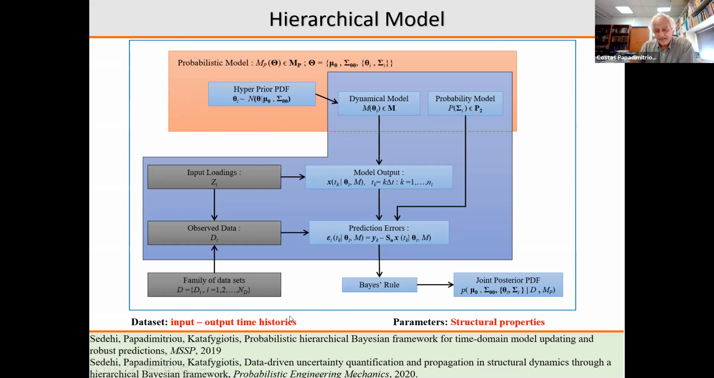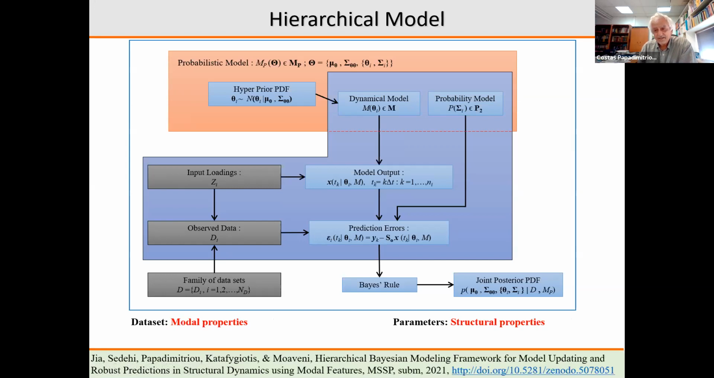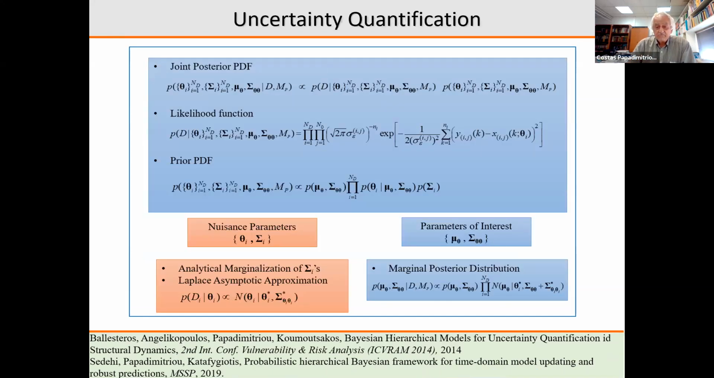We have done all this using as data sets input-output time histories and as parameters structure-related parameters. We have also done it using as data sets output-only time histories, and as parameters to be estimated the modal properties. We have also done this using as data sets modal properties identified from multiple measured response time histories, and parameters to be structural properties. Some details change in the hierarchical Bayesian formulation, and the details also depend on what you assume for the prediction error, how to infer it. Okay? And in the framework, you actually develop the likelihood of all the data.